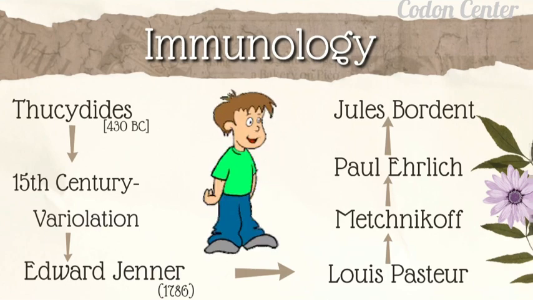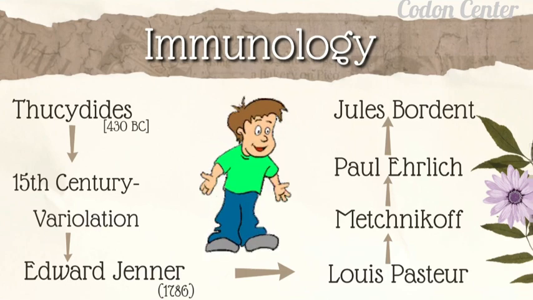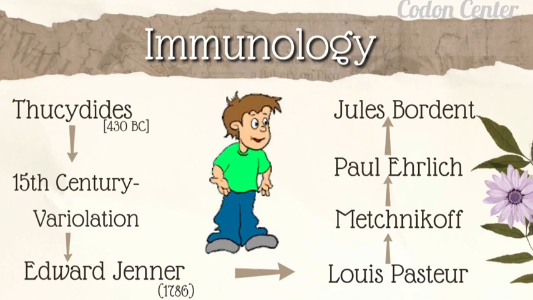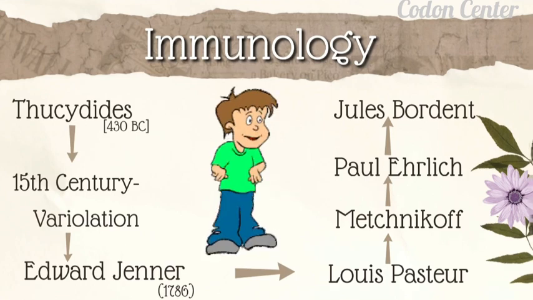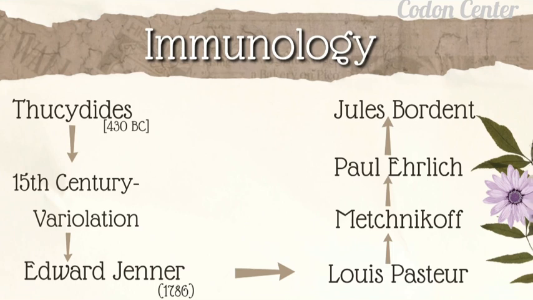After some weeks, the boy was again inoculated with infectious pus taken from a patient suffering from smallpox, but the boy did not get the disease. This made him conclude that this process of inoculation leads to immunity against smallpox. Next comes the father of immunology, the French chemist Louis Pasteur, who coined the term vaccine for such process of prophylaxis, the prevention of disease, in honor of Edward Jenner, who prepared the first vaccine from cowpox.